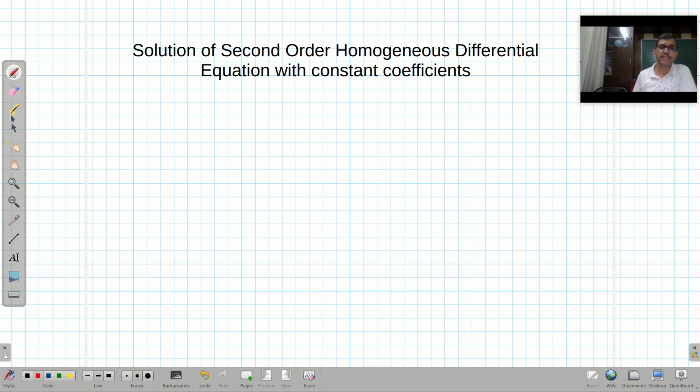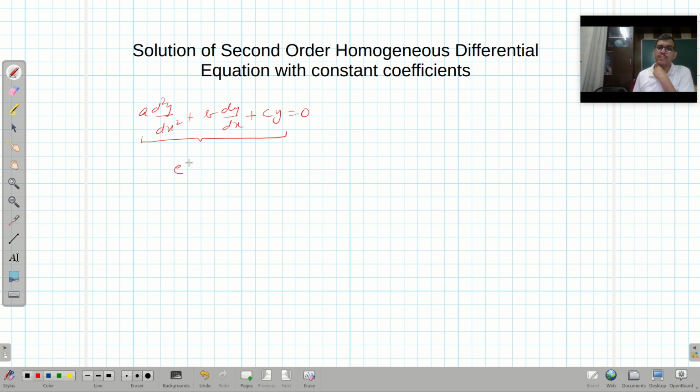So let us consider a general second order differential equation: a d square y over dx square plus b dy over dx plus c y is equal to 0. It is a second order differential equation, and here a, b, c are constants. So if I try to find its solution, let us do one thing.